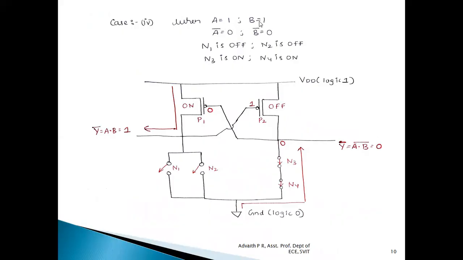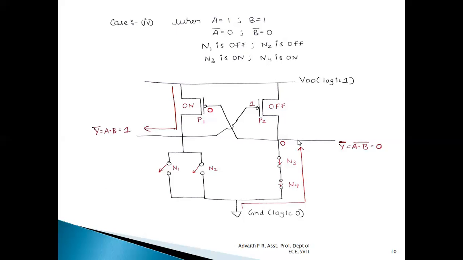So when A is equal to 1 and B is equal to 1, A bar is 0 and B bar is 0. So under this situation, N1 is off, N2 is off, whereas N3 is on, N4 is on. N1 and N2 are off, they act as open switches, whereas N3 and N4 are on, they act as closed switches. So because N1 and N2 are off, logic level 0 cannot be transferred to this particular point because both are open circuited. Whereas N3 and N4 are on, they act as closed switches. Hence, logic level 0 can be transferred through this path. And hence, the output here will be equal to 0. That is, the NAND gate output will be equal to 0.